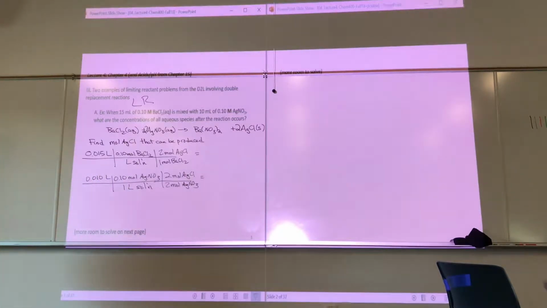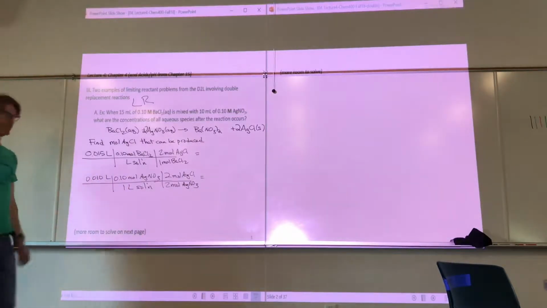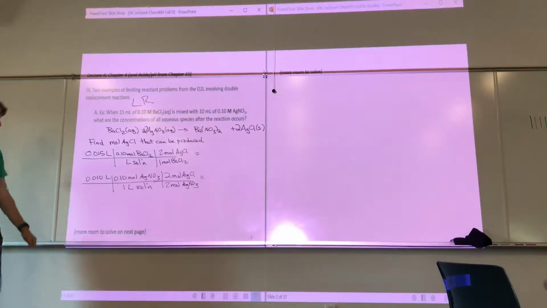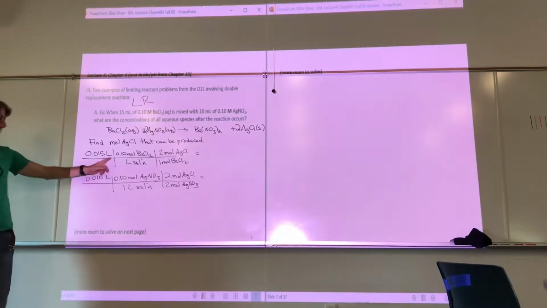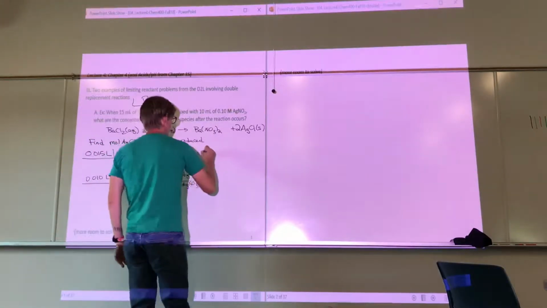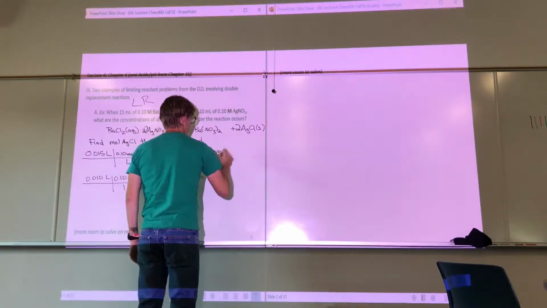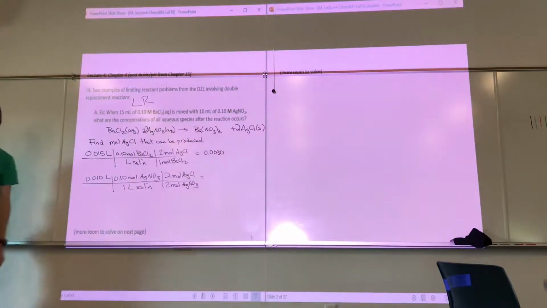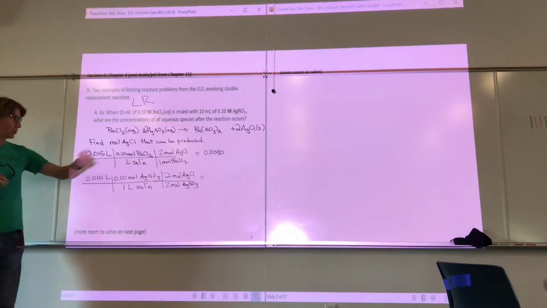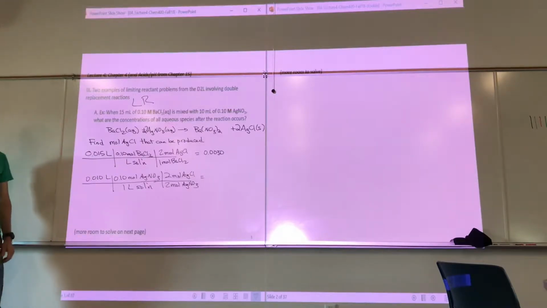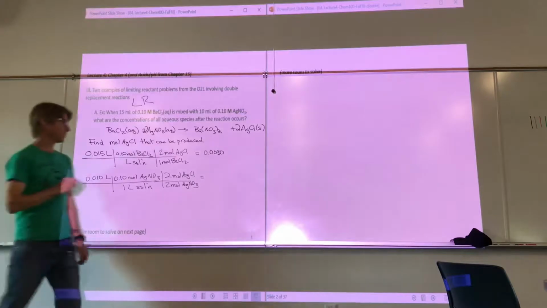I went ahead and set up the other one, same type of procedure. Doing this in my head, hopefully it's right. I get 0.0030, is that right? Yes, good, thank you. And that's going to be moles of silver chloride.